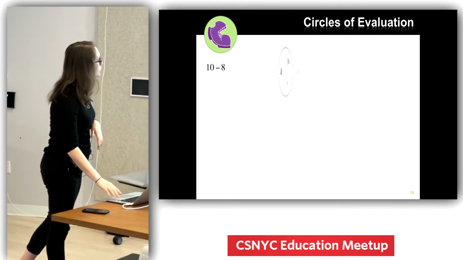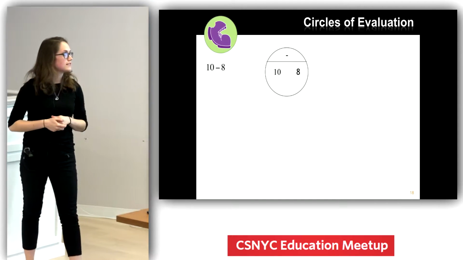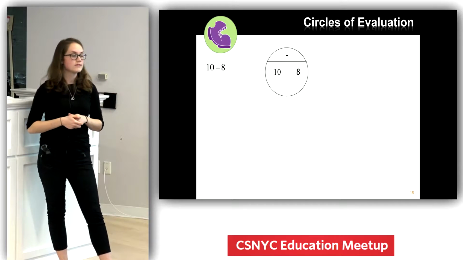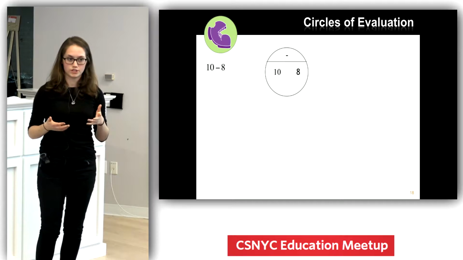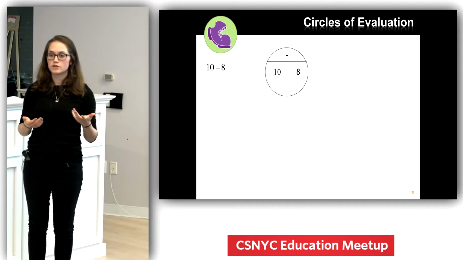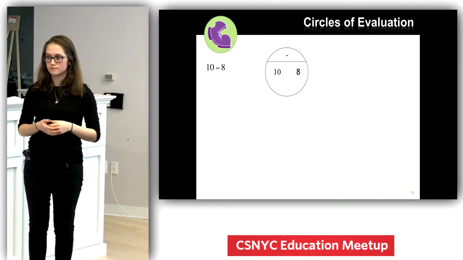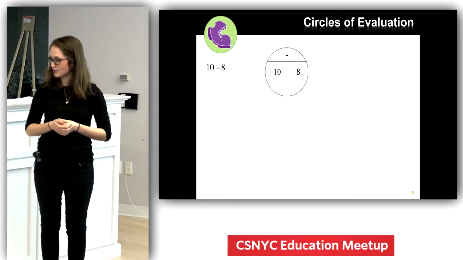So we always put the function at the top of the circle. On the left side, we'll put the first number, and on the right side, we'll put the second number. That's pretty straightforward. Now can somebody tell me what the value of everything in this circle is? 2. Very good, Joy.